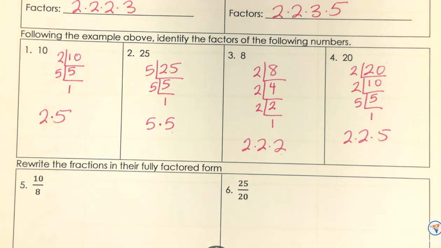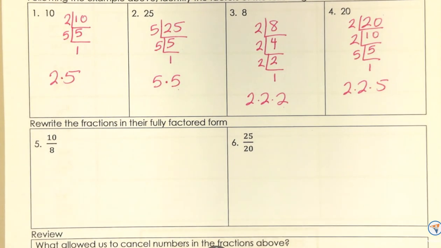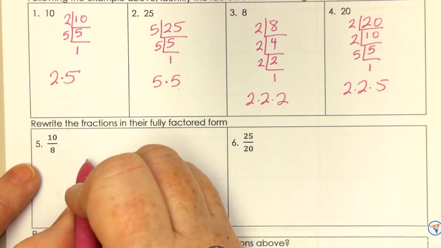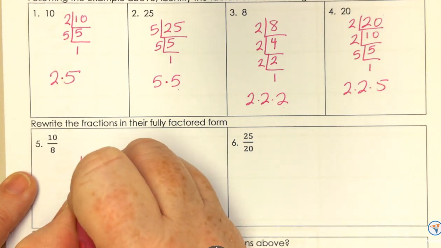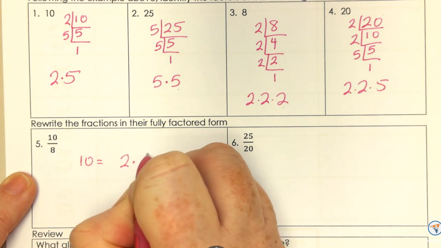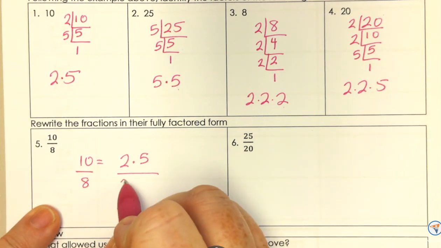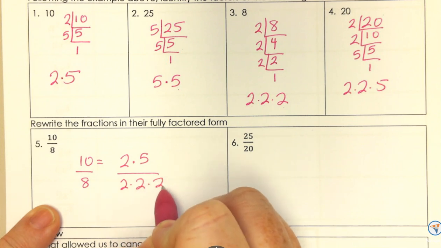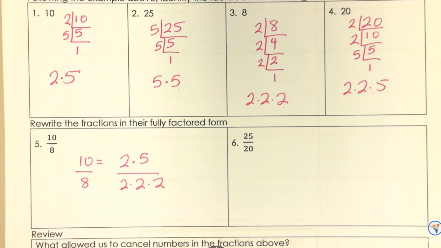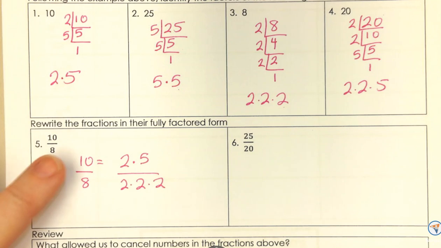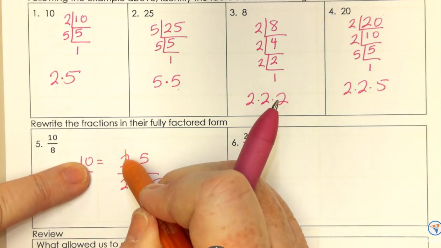All right, so let's take what we just did and rewrite the fractions into their fully factored terms. In other words, if I have a 10 on the top, I know that 10 equals my 2 times 5. And 8, if I look over here, is 2 times 2 times 2. In order to simplify, you look at this and you see, where do I have the same number on the top as I have on the bottom? They both have a 2. These can cancel out.